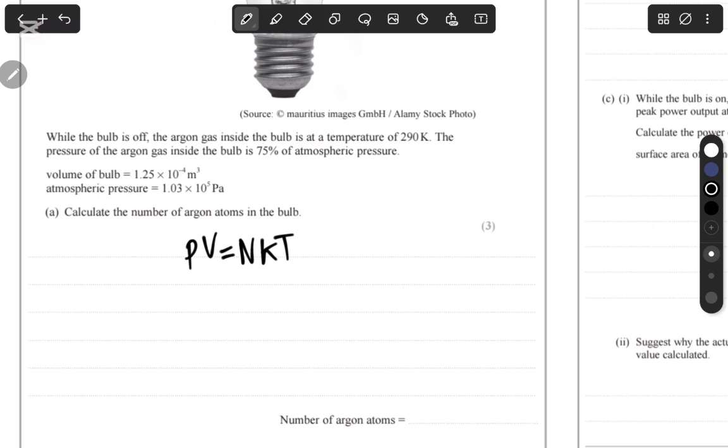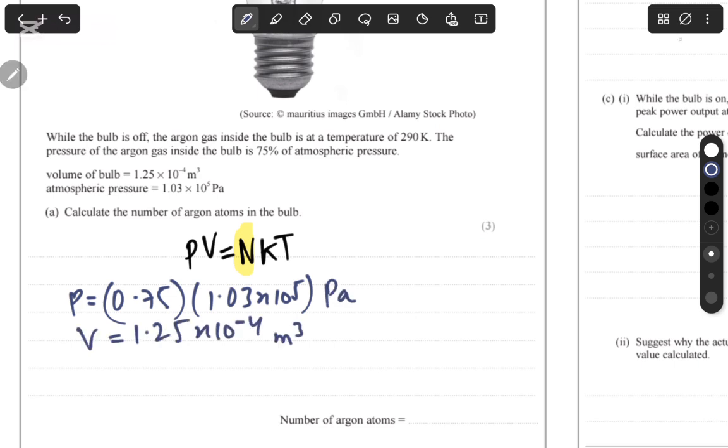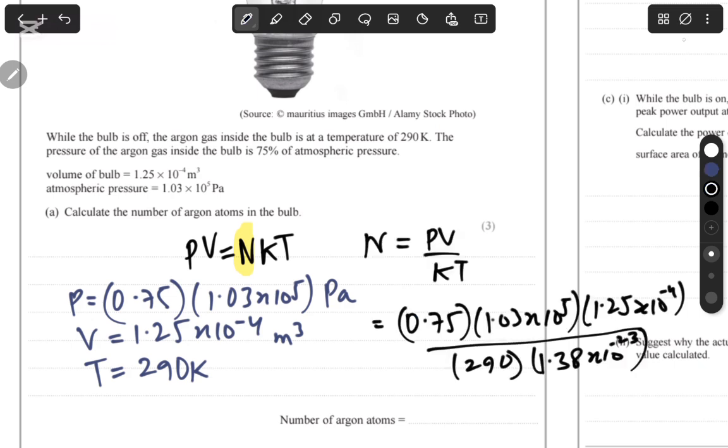So we know PV equals NkT, and what we have to find here is N, the number of argon atoms. So I know pressure is 75% of the atmospheric pressure, so I've plugged in the values. And volume they have given me in meters cubed, so that's good as well. And temperature is 290 Kelvin, so now I'll just plug the values in, and let me just also manipulate the equation. So N equals PV over kT. I've plugged in the values, and that's going to give me 2.413 times 10 to the power of 21 atoms.